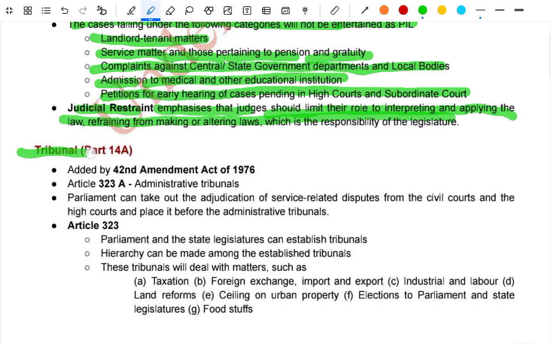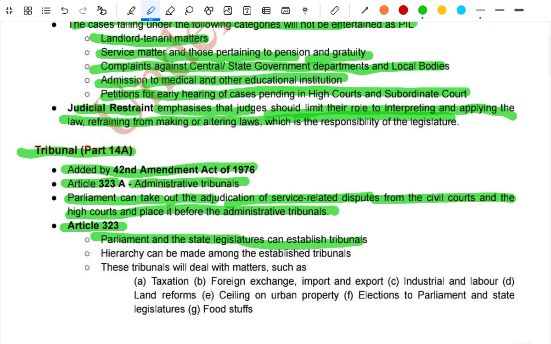Tribunals: Part 14A, added by the 42nd Amendment Act of 1976, Article 323. Administrative Tribunals: Parliament can take the adjudication of service-related disputes out of the civil courts and the High Courts and place them before the administrative tribunal. Under Article 323, Parliament and the state legislatures can establish tribunals. A hierarchy can be made among the established tribunals.